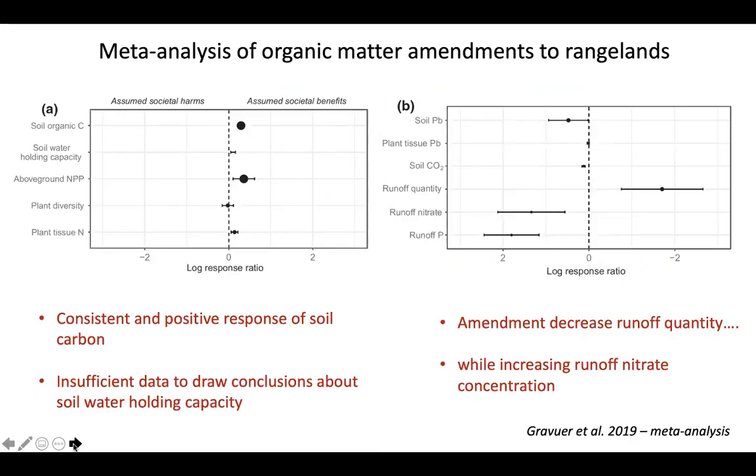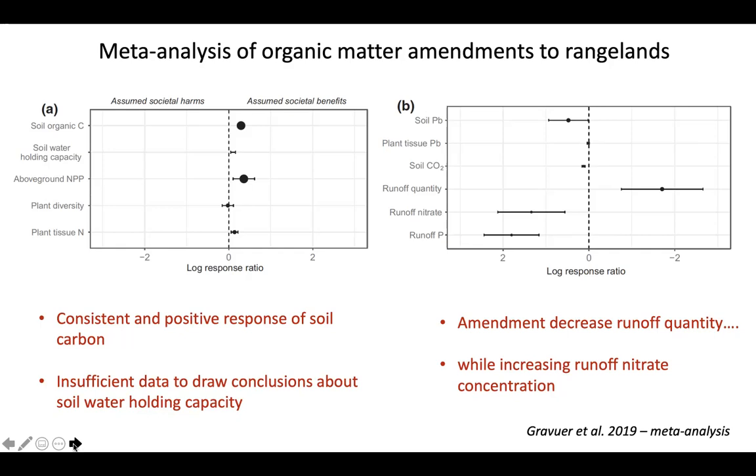So there's a lot to learn still and a lot to translate into policy. This is a great meta-analysis that was done by Kelly Gravier and others a couple of years ago on organic matter amendments to rangelands. Soil carbon was a consistent and positive response through all of the several hundred studies that they analyzed. They weren't able to draw sufficient data to draw conclusions about soil water holding capacity. So I think here's where the breakdown is in how we really understand the link between carbon and water, and how we generalize across many studies.